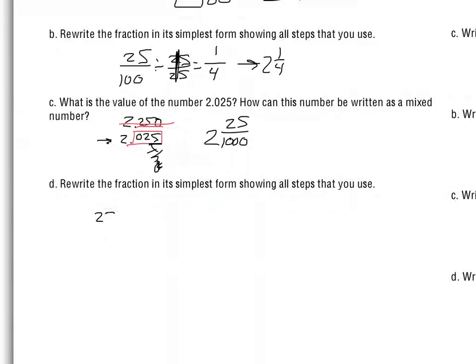So if I want to write this in simplest form, we've got 25 thousandths. I can divide both of these numbers by 25. So again, that's like that division of 1. That's not going to change the value. This is going to give me 1. This is not going to give me 4. It's going to give me 40. So I get 1/40.